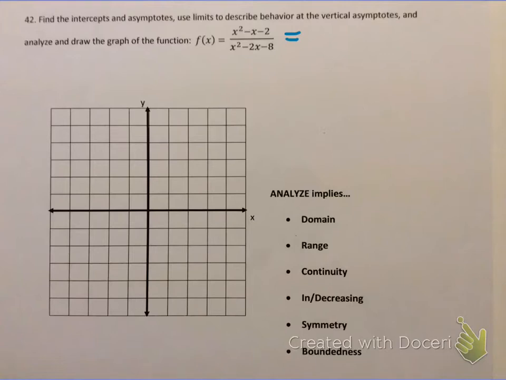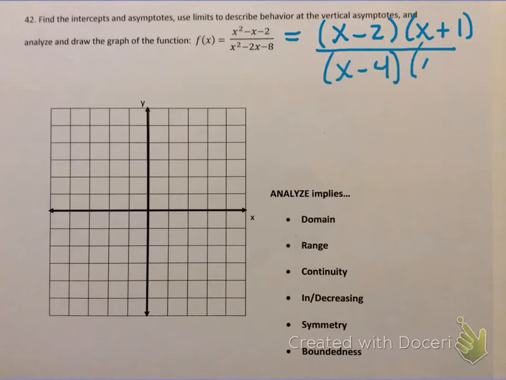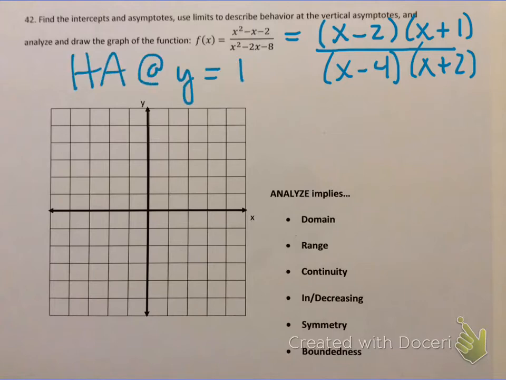Alright, so let's start by factoring the top and the bottom. But let me move that down. We'll have a little more room to write. So the top is going to factor to x minus 2, x plus 1. The bottom is going to factor to x minus 4, x plus 2. Again, nothing cancels. Matching degree means that we're going to have a horizontal asymptote at y equals 1, the ratio of leading coefficients. And then we're going to have vertical asymptotes at x equals 4 and negative 2.